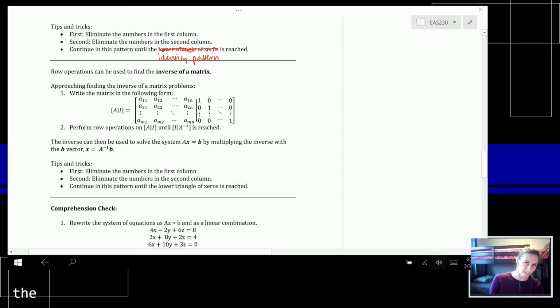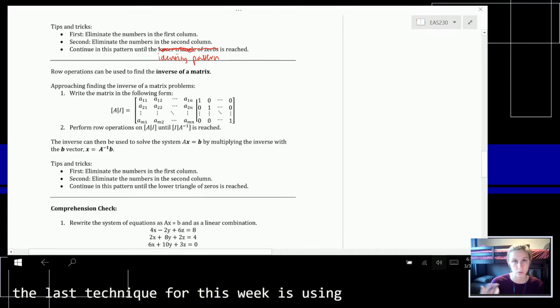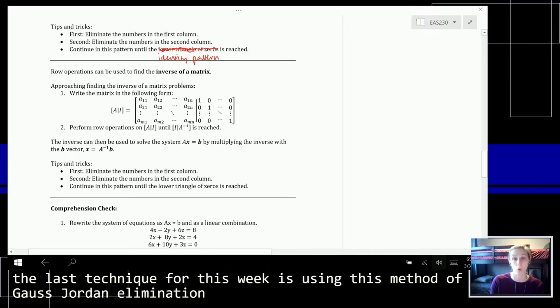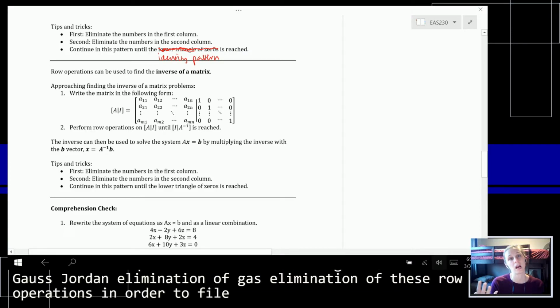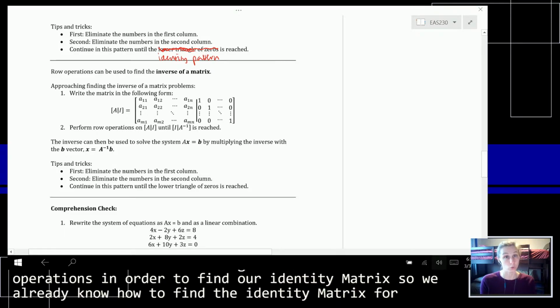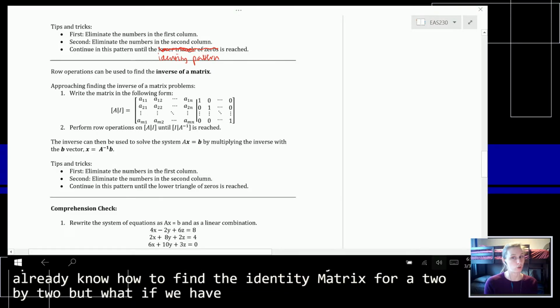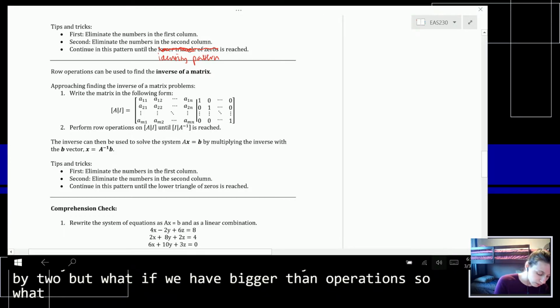The last technique for this week is using this method of Gauss-Jordan elimination, of Gauss elimination, of these row operations in order to find our identity matrix. So we already know how to find the identity matrix for a 2x2, but what if we have bigger than a 2x2? Turns out we can use row operations. So what we're going to do is, here's our method.